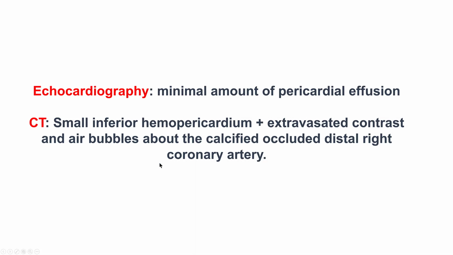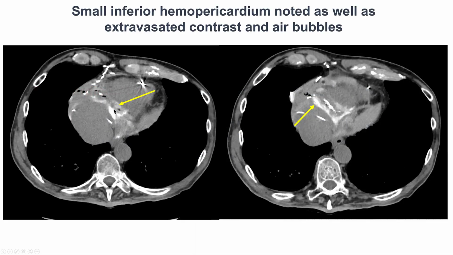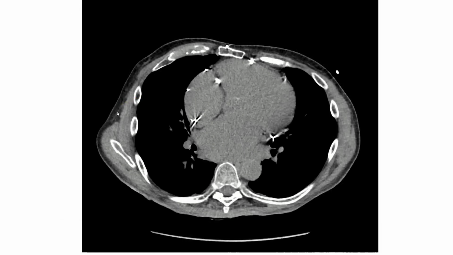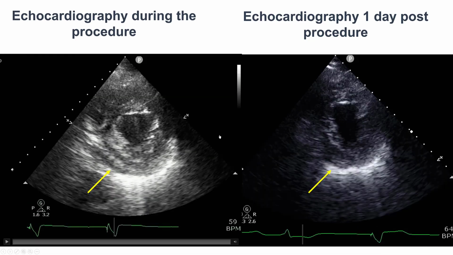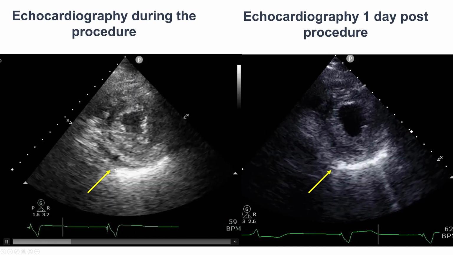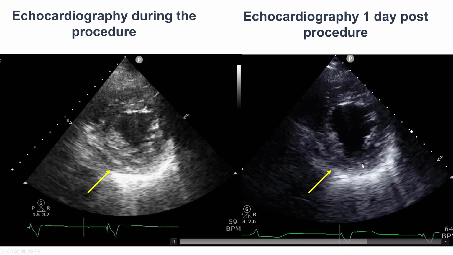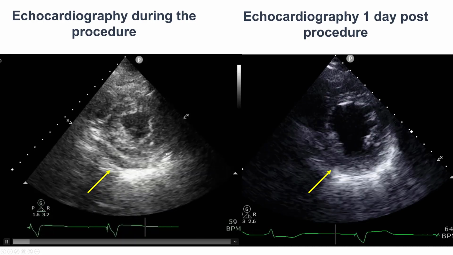Here is the report from the echocardiogram and the CT scan. We did a CAT scan because sometimes loculated effusions can happen in patients with previous coronary bypass that can be lethal by compressing cardiac chambers. This is a CT done immediately after the procedure, showing some air and contrast, a small contained pericardial effusion.